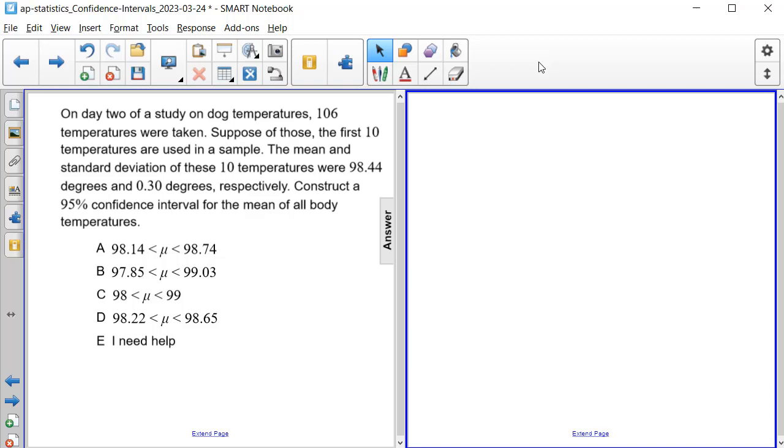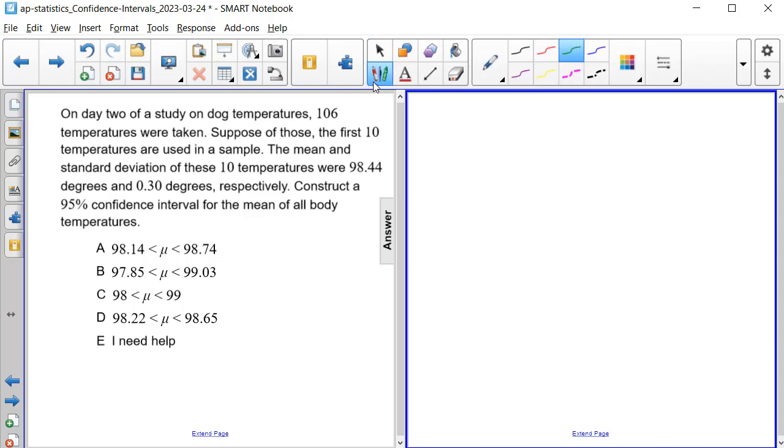On day two of a study on dog temperatures, 106 temperatures were taken. Suppose, of those, the first 10 temperatures were used in a sample. The mean and standard deviation of these 10 temperatures were 98.44 degrees and 0.30 degrees, respectively. Construct a 95% confidence interval for the mean of all body temperatures.